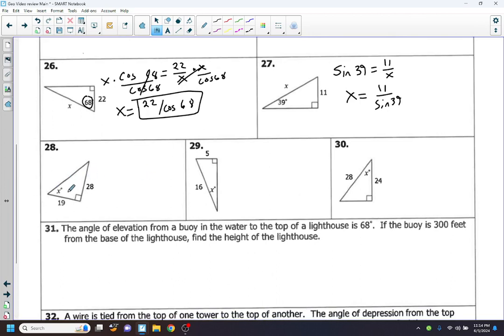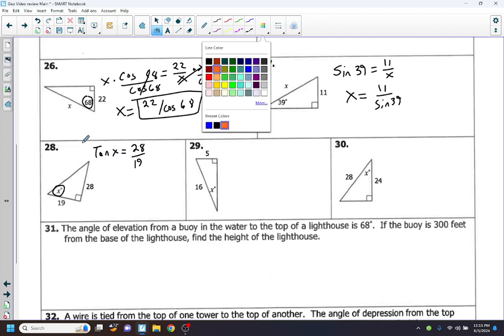This one, I have two sides and I'm missing the angle. In this case, I have adjacent and opposite, so that's tangent. I'm going to do tangent of x equals opposite, 28, over adjacent, 19. So in this scenario, I want x by itself.